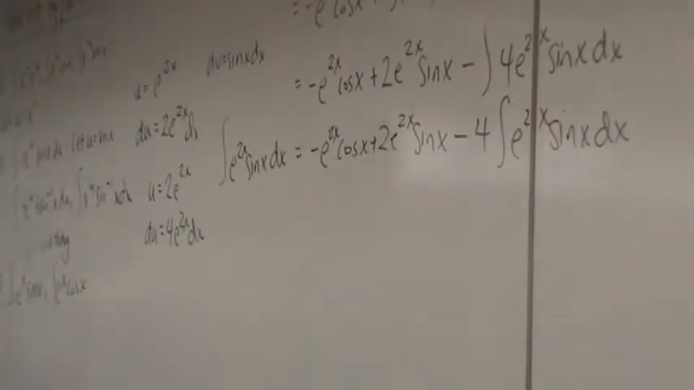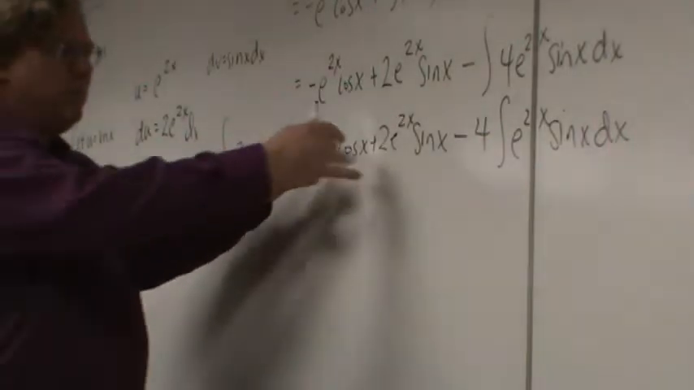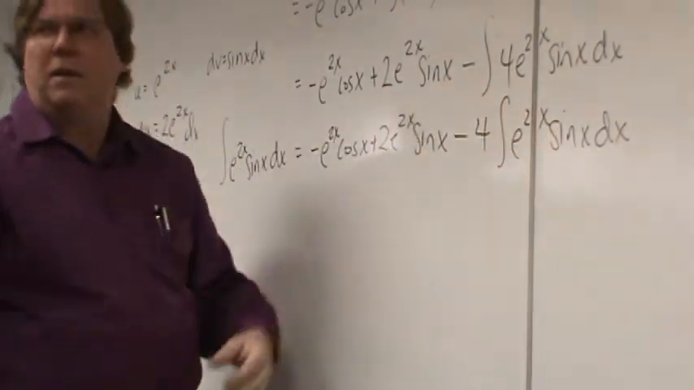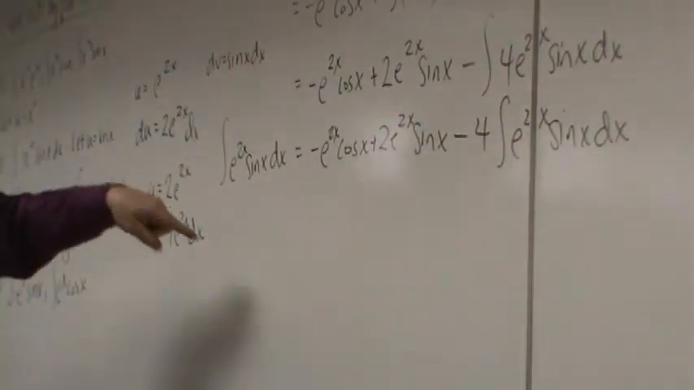So what do you suppose I do to both sides of the equation now? What's that, Kylie? No, but good thinking, but you don't do that. Yeah, Carly? I'm going to add 4 times the integral. Thank you. We got equaling minus 4. Why not add 4 to both sides of the equation?